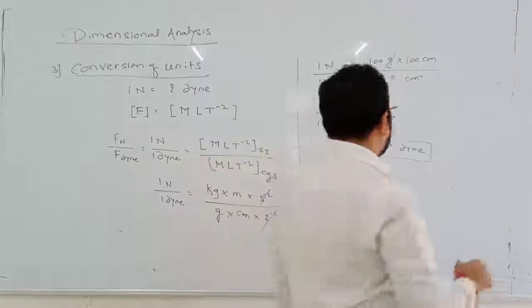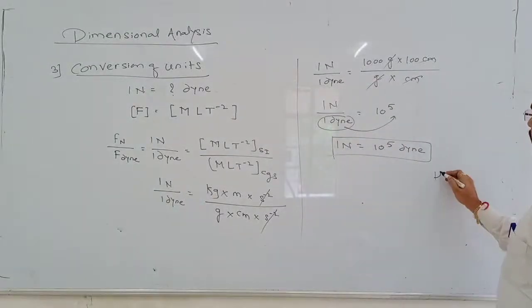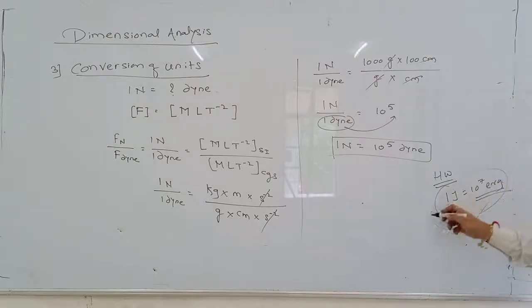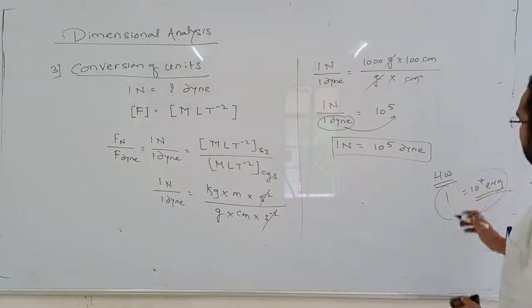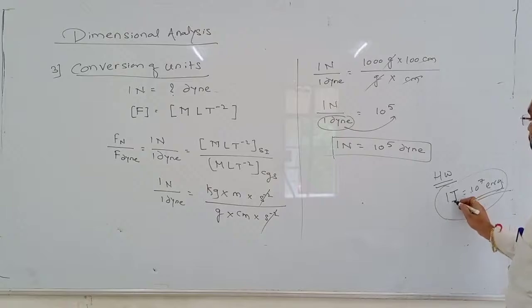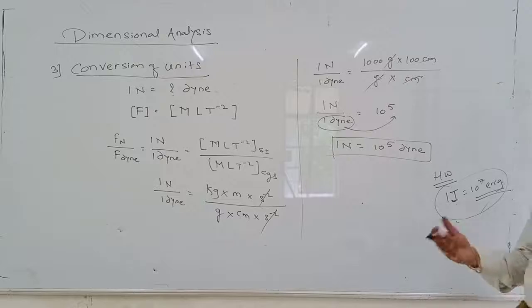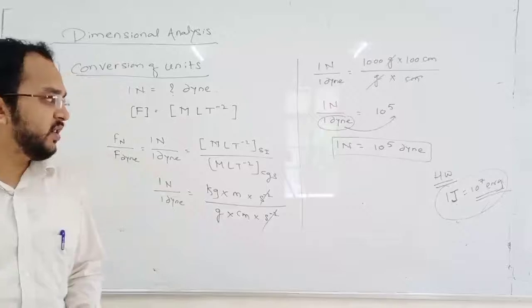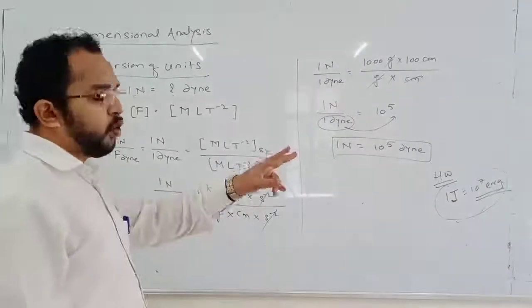For you, the homework will be: convert 1 joule is equal to 10 raised to power 7 erg. This is the answer. Actually, I have given you the answer itself. 1 joule is equal to 10 raised to power 7 erg. So this is the unit of energy, and I have given the dimensions of energy in the table in the last lecture. Whole chart I have given you. What are the dimensions of energy and all. So this is your homework number 2.